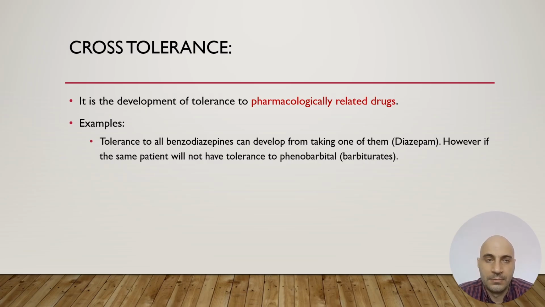So if you are taking a sleeping aid like alprazolam, and then you need an anxiolytic, another benzodiazepine like diazepam. If you're taking alprazolam for a long time, and then you need to take diazepam, you are expected to need a higher dose of diazepam because you already developed tolerance to benzodiazepines through alprazolam. However, that doesn't make you tolerant to another group of drugs that were also used before as anxiolytics and sleeping aids, which are barbiturates, like phenobarbital.